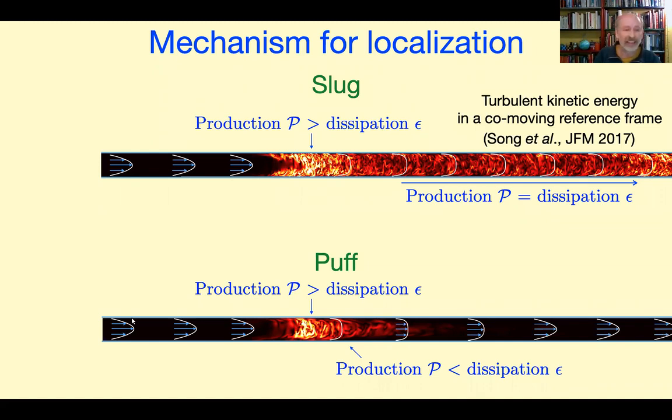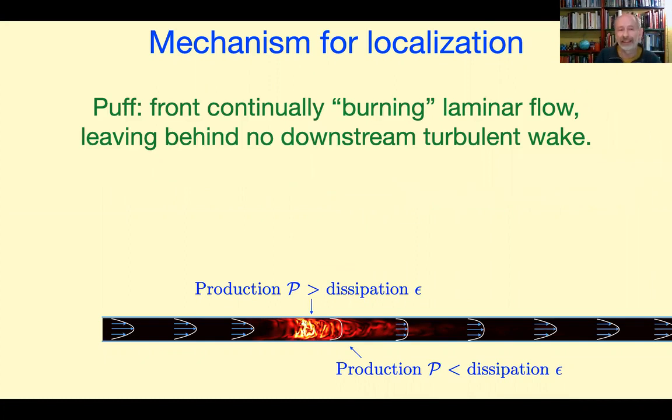So in this case, I have incoming laminar flow, I have an exiting laminar flow with no net increase in turbulent kinetic energy because it's produced and then it dissipates. Okay, and that is what a puff is. So from this, we can really understand clearly what one of these localized states is. It's a front continually burning laminar flow and leaving behind no downstream turbulent wake.